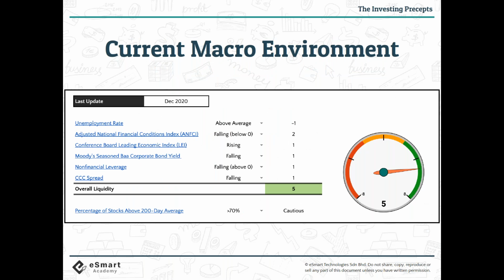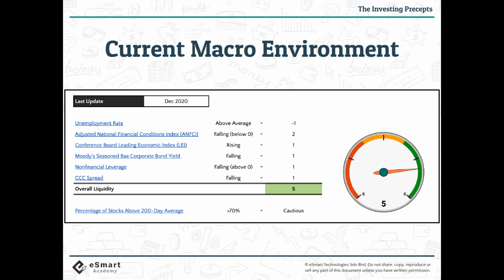So here, I just wanted to share with you that there are many ways to track the macro environment. This is just a method that I personally use. You can see in this slide, on the left, those are the macroeconomic indicators that I use to track it. That helped me develop this system where the maximum liquidity score is 8, and the lowest it can go is of course -8.